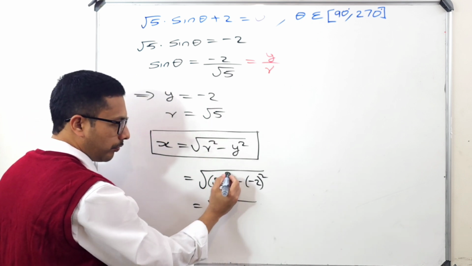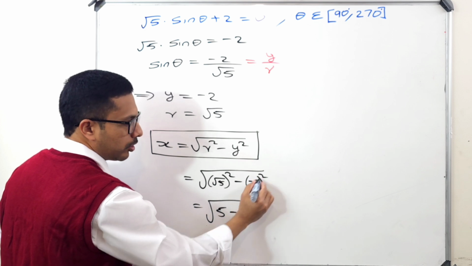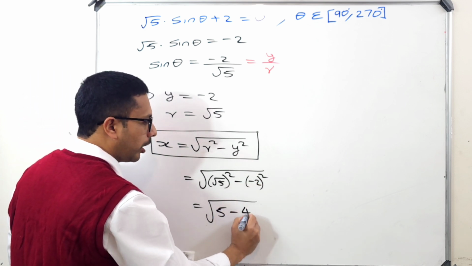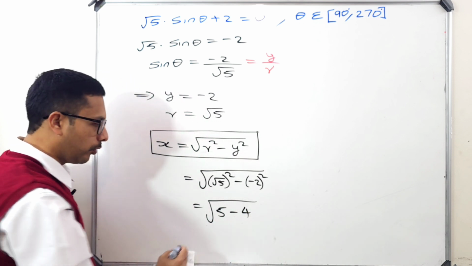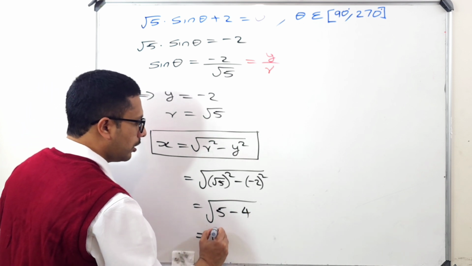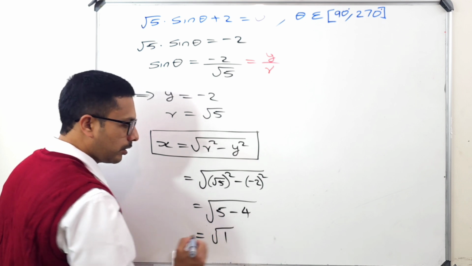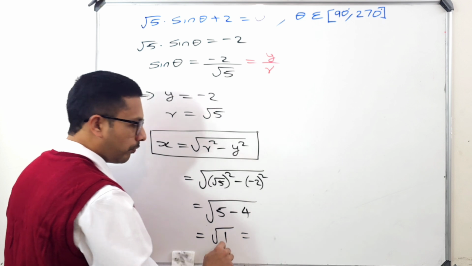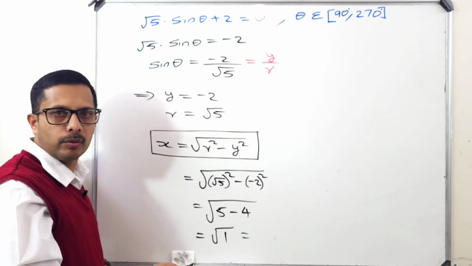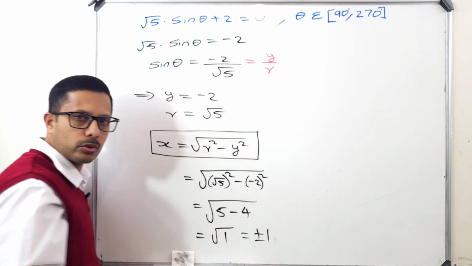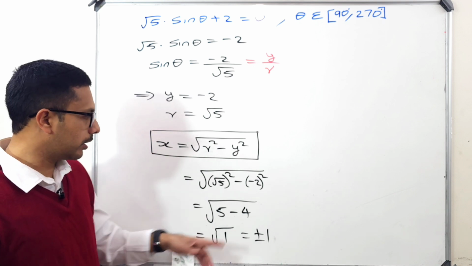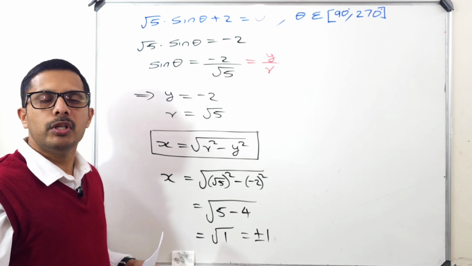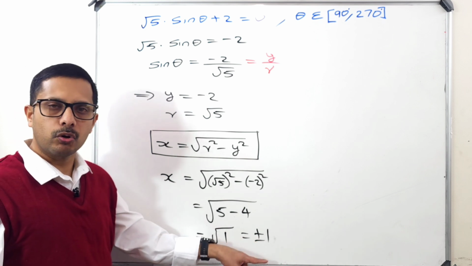Okay. So square root of 5 square is 5, minus minus 2 square. Minus 2 square is positive. Am I right? So positive 4. So 5 minus 4. What is 5 minus 4? 1. So it is square root of 5 minus 4, which is square root of 1. Okay. So here you must be careful. It is square root of 1, so don't just write 1, write plus or minus 1. Am I right? So you got two values for x. What are the two values of x? Plus or minus 1. Now we have to choose which one is the correct x value. Is it plus 1 or minus 1?